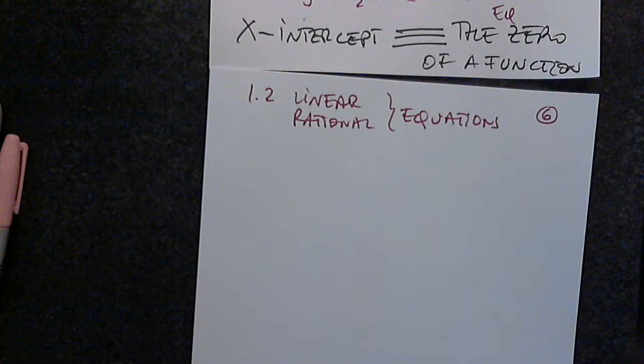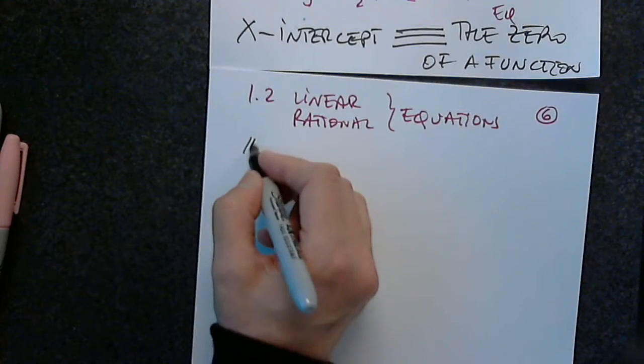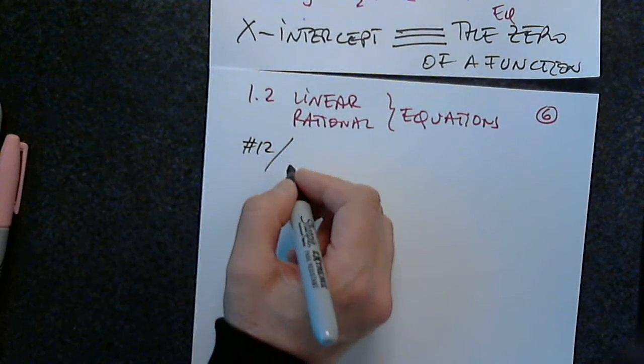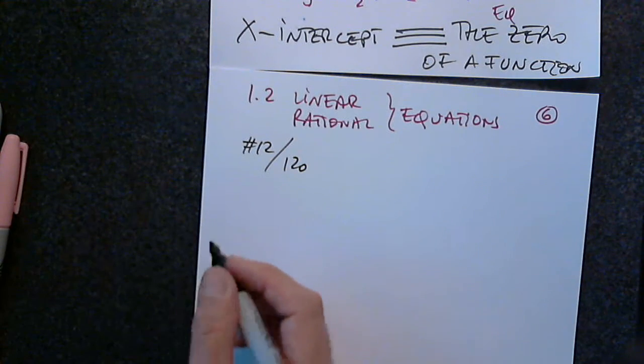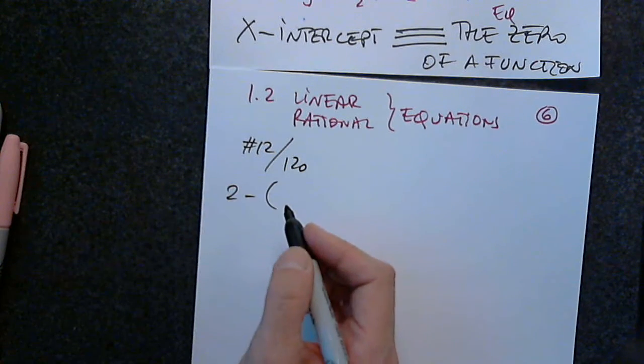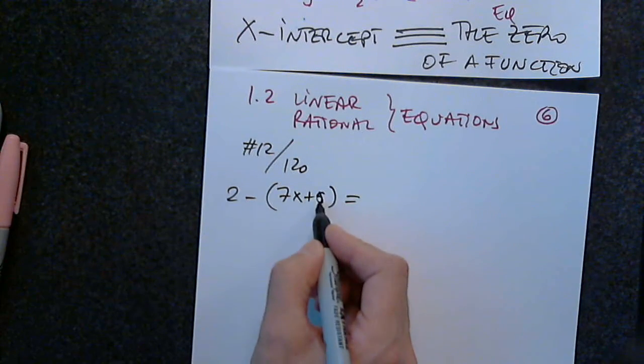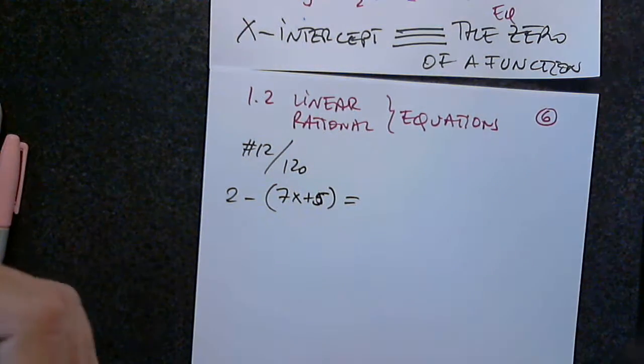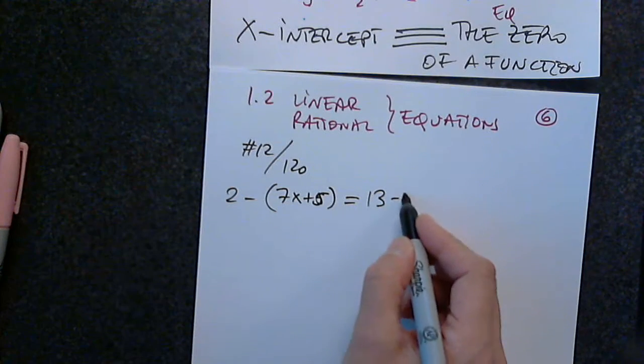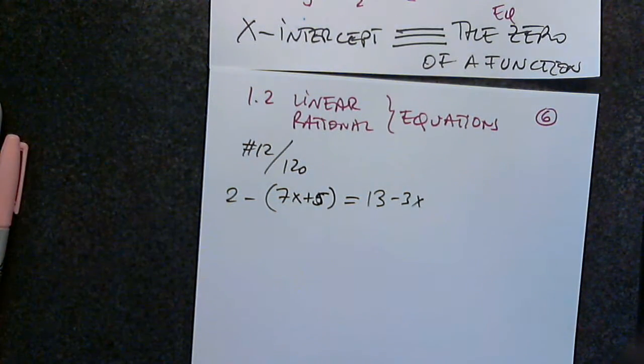Thank you. Okay, so let's look at, let's say problem 12. If you want to choose, I'll be more than happy to do the problem you want to choose. 2 minus quantity 7x plus 5 equals 13 minus 3x.